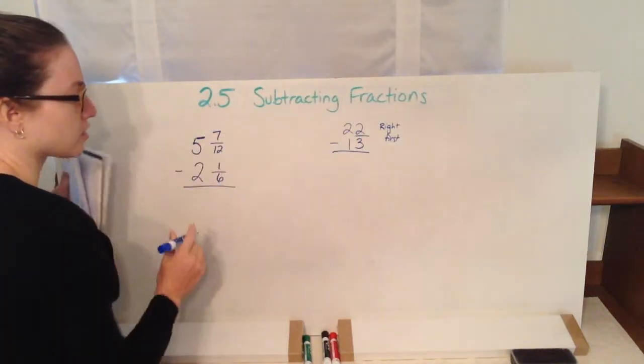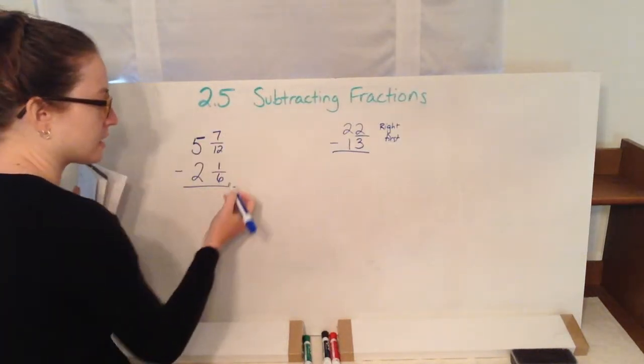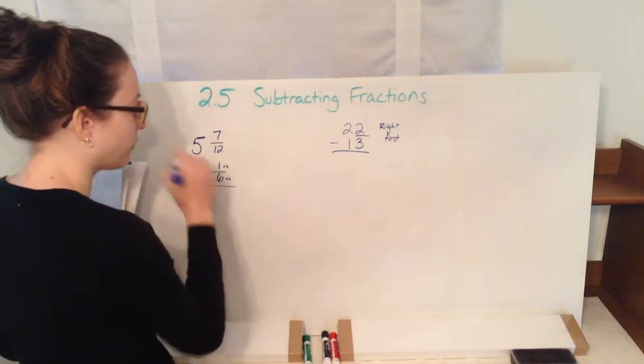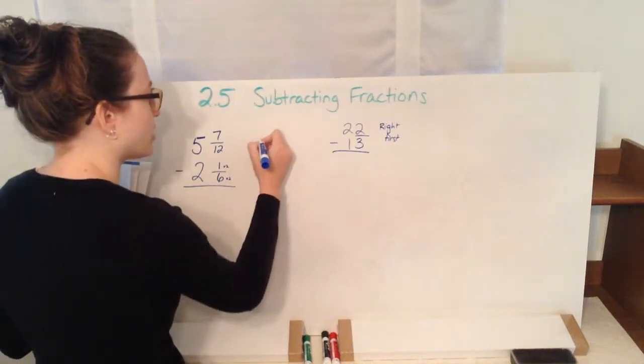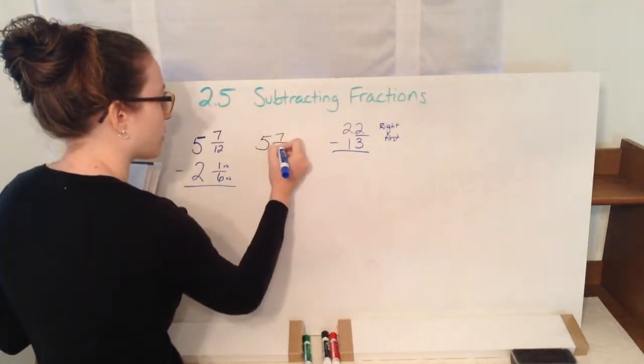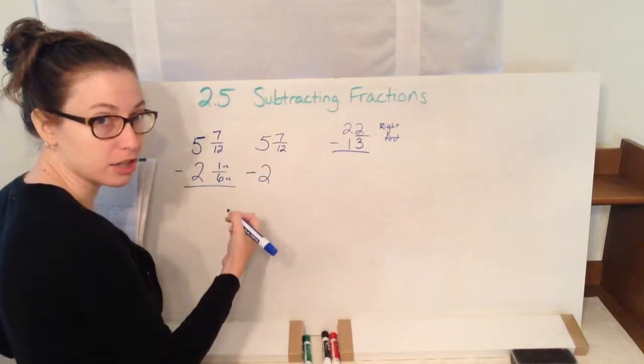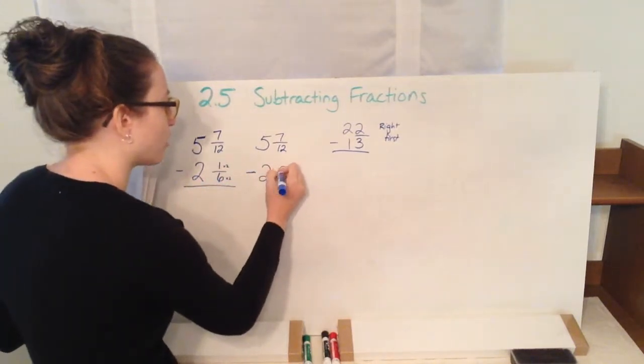So 12 and 6 are not the same, but I can make them the same fairly easily. If I multiply this by 2 and this by 2, I'll get 12 in the denominator. So I'll have 5 and 7/12 minus 2. The whole number stays the same. We're not changing that. And 2 over 12.